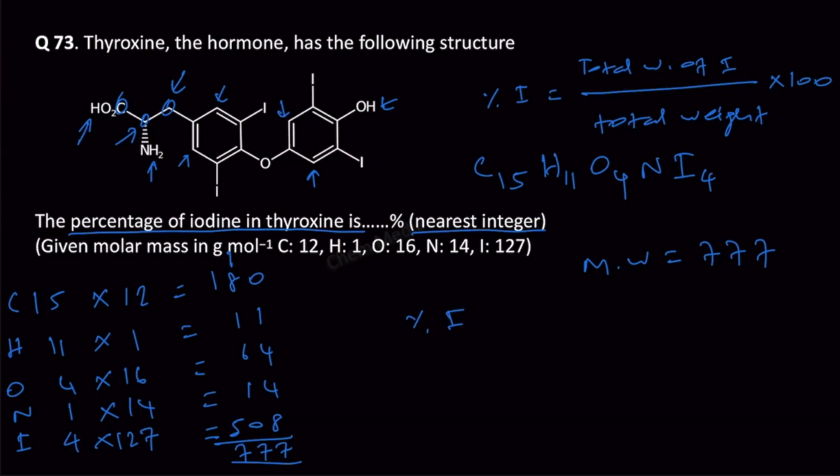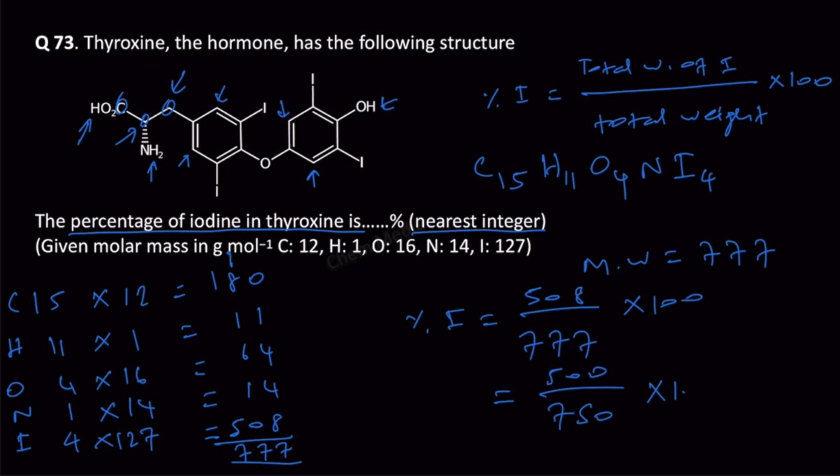Therefore percentage of iodine is equal to 508 divided by 777 times 100. To make the math easier, I am writing it as 500 divided by 750 times 100. So which is like 2 by 3.